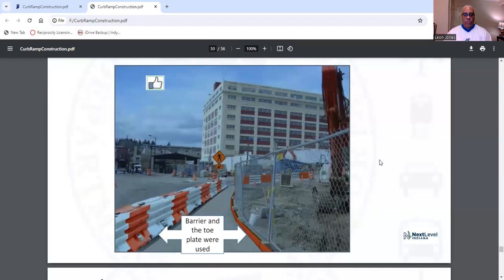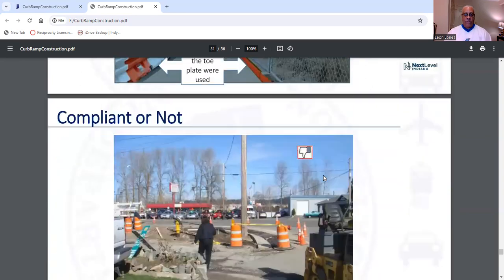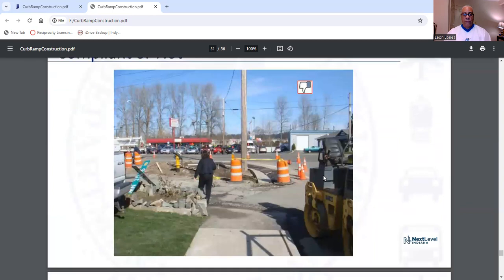Now, also getting into your MOT, barrier and the toe plate were used. Now, this is your toe plate. This is your temporary MOT. This is your barrier. This is your toe plate. Again, there's your curb. A ramp is probably going to go in here as well.